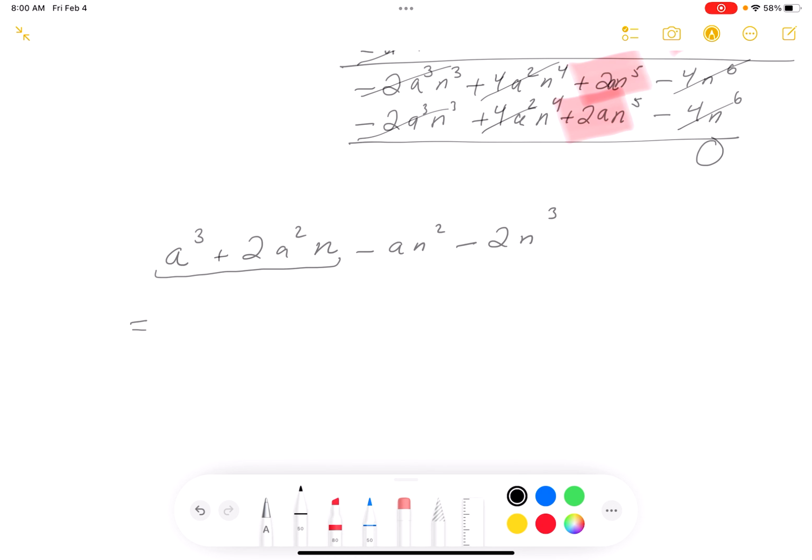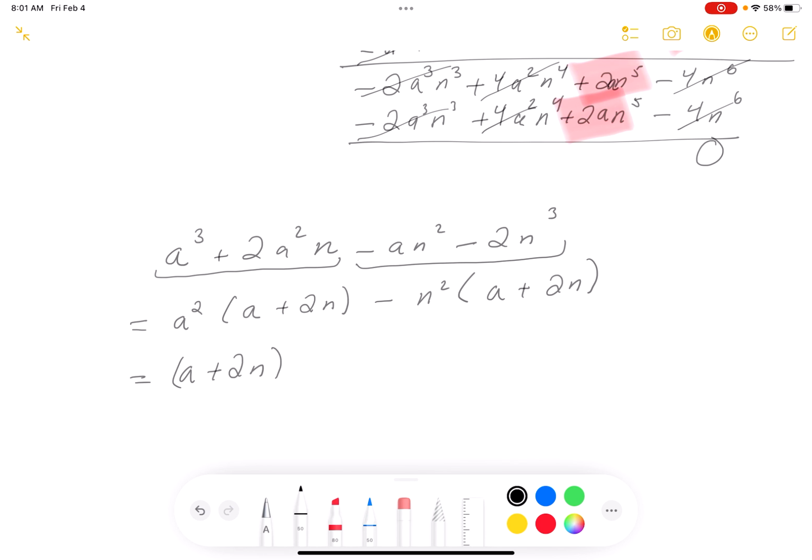This is kind of a concept that is going to become more important as time goes on. But I'm going to factor out an a squared here. And what would you be left with? You'd be left with a plus 2n. And I'm going to factor out an n squared here. And you'd be left with a plus 2n. And yeah, I'm going backwards. I'm going to factor out an a plus 2n from those two terms.